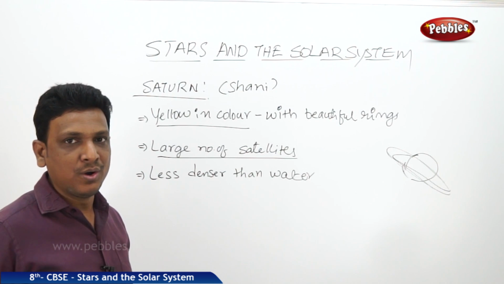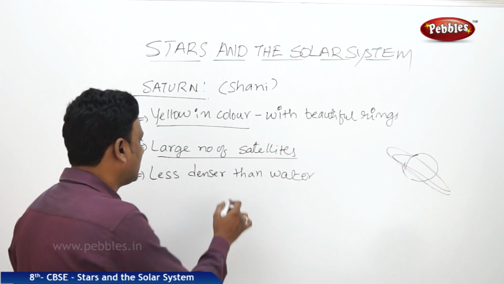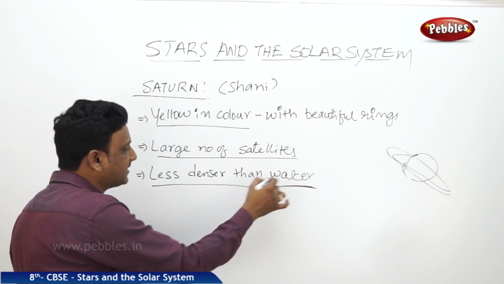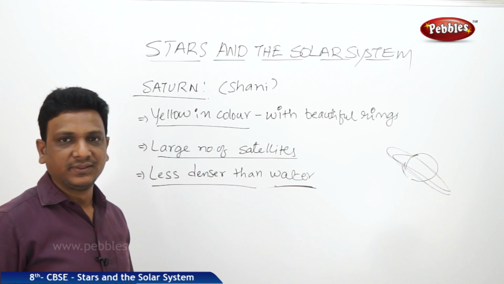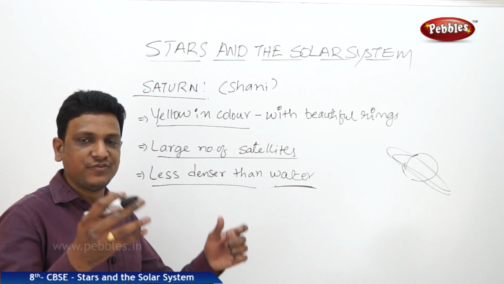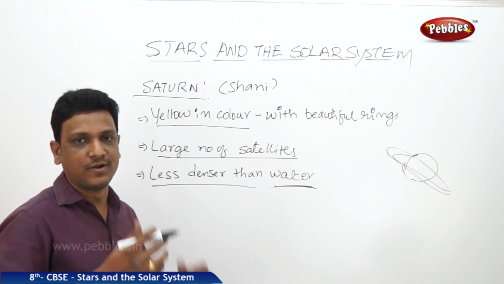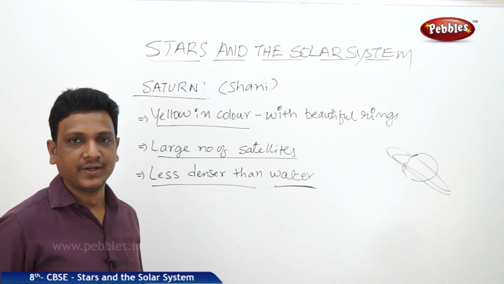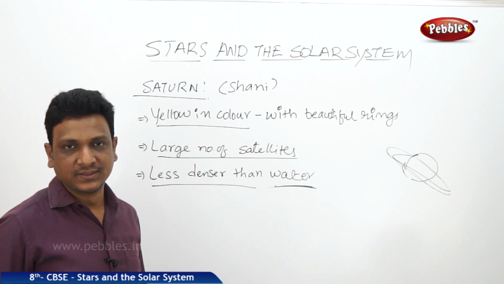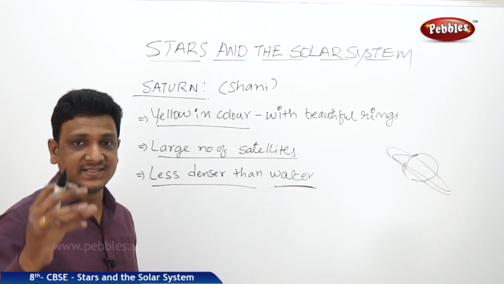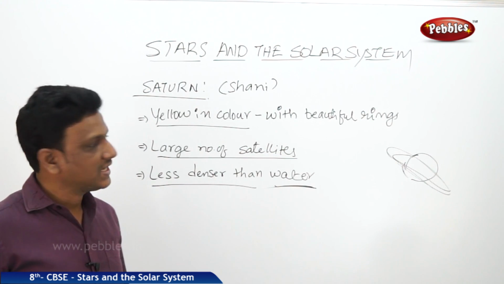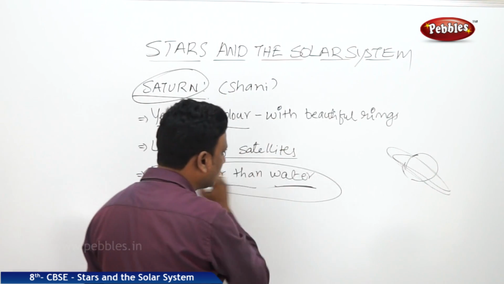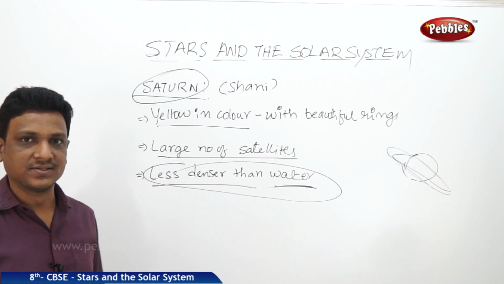Its density is very low, lesser than water. So the density of Saturn is less than the density of water. That means if it were possible to bring Saturn and put it in water, it would float because it is lighter. You know that certain things float on water, like wood and cork, because their density is less than the density of water. In the same way, Saturn's density is lesser than water. This is all about Saturn.